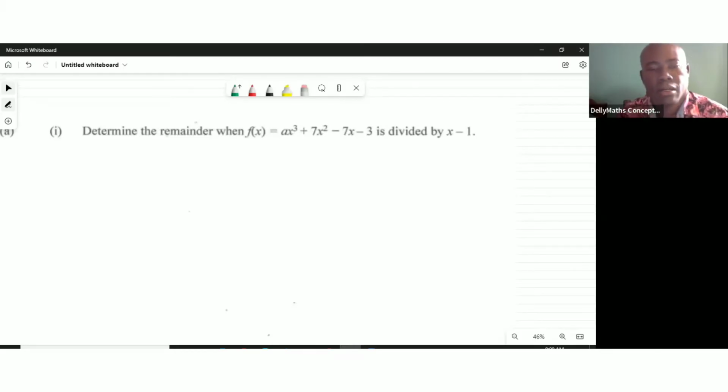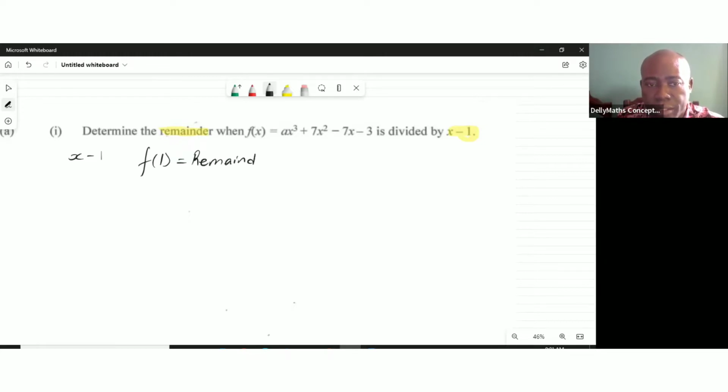Determining the remainder when f of x is equal to ax to the third plus 7x squared minus 7x minus 3 is divided by x minus 1. So in the remainder theorem, if we have a factor, or anything that actually divides throughout the polynomial, then the remainder is equal to this. So it was divided by this, so the remainder is going to equal f of 1. This will give us the remainder.